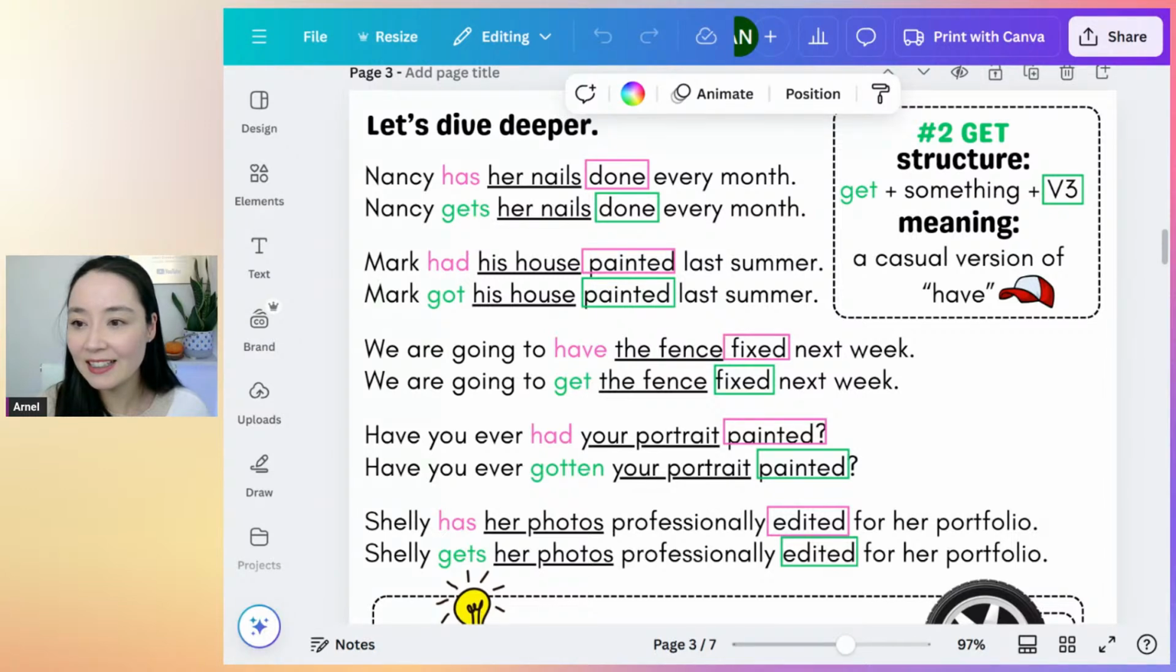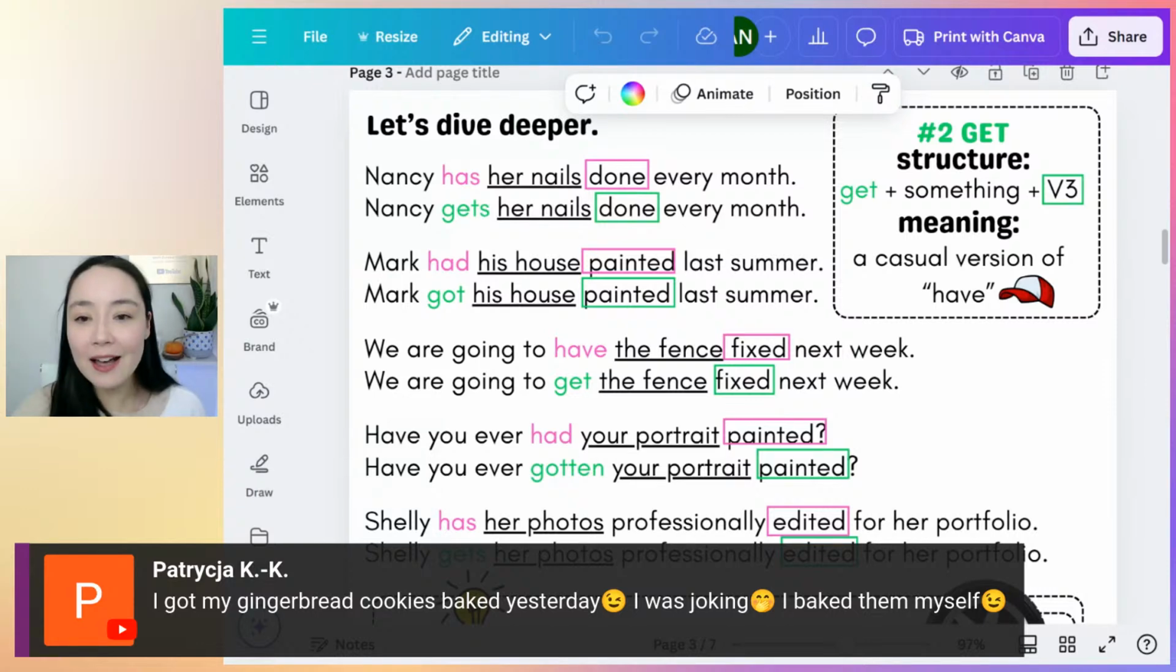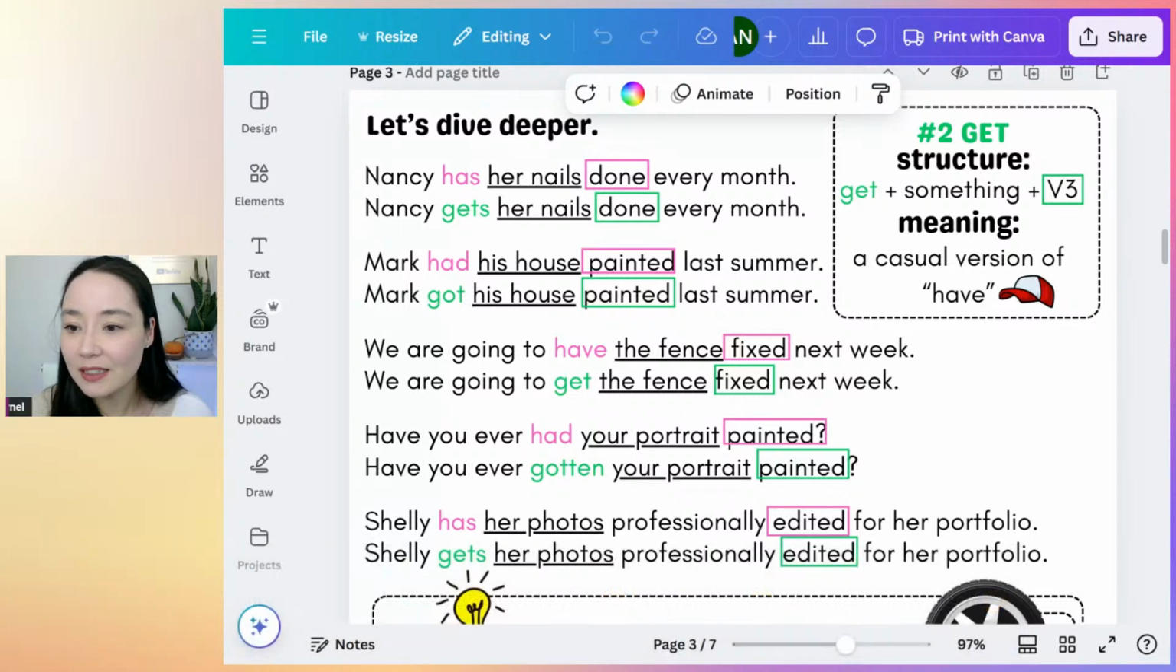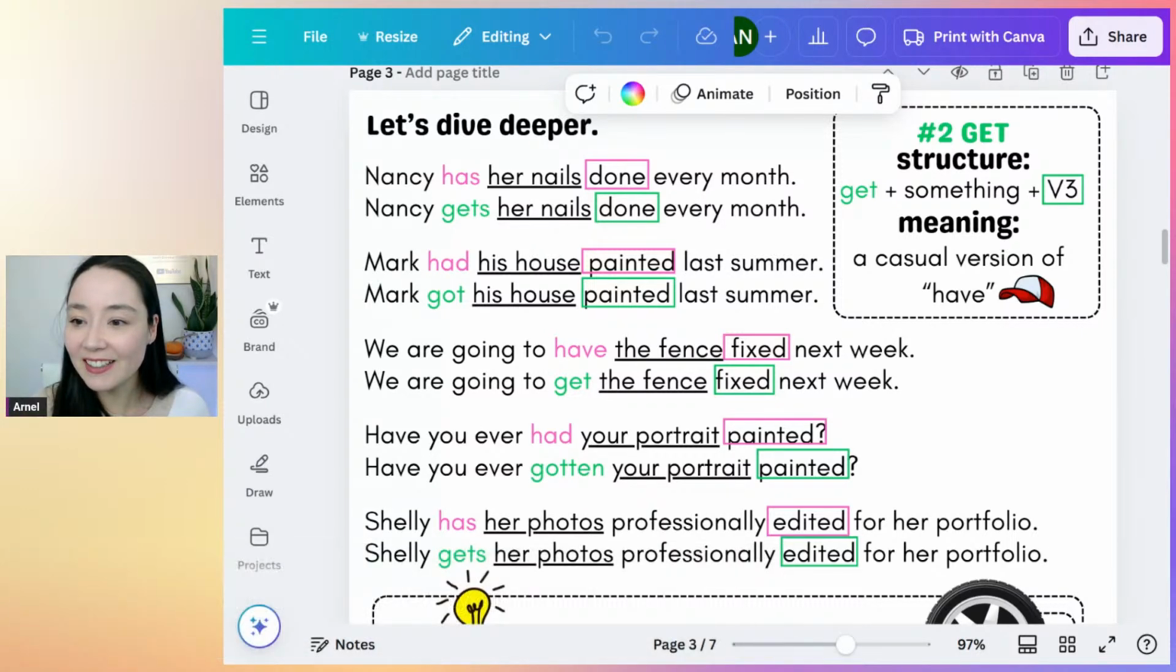Nice. Patricia, I love it. I got my gingerbread cookies baked yesterday. I was joking. I baked them myself. Good. Yeah, baking's fun. You should bake yourself. Baking's fun. Okay, nice. Elvira, good. My sister had her dress made by our aunt, and it was stunning. Absolutely. Good.